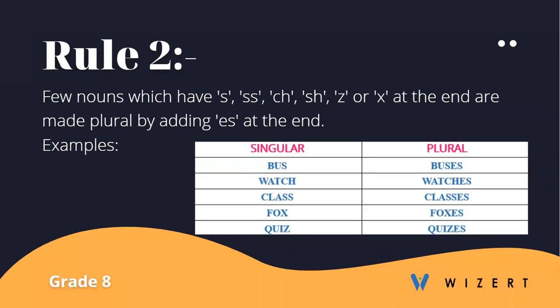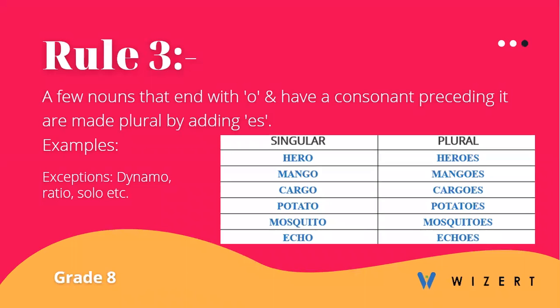Moving forward, rule 3. A few nouns that end with O and have a consonant preceding it are made plural by adding es. So in English, we have 26 different alphabets, out of which 5 alphabets are called vowels. And those 5 alphabets are A, E, I, O, and U. Apart from these 5 alphabets, the rest 21 are called consonants.